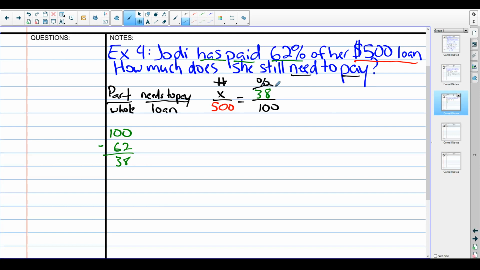Okay. So then if we cross multiply here, every time you have a proportion, you're always going to solve it. Cross multiply, then divide.